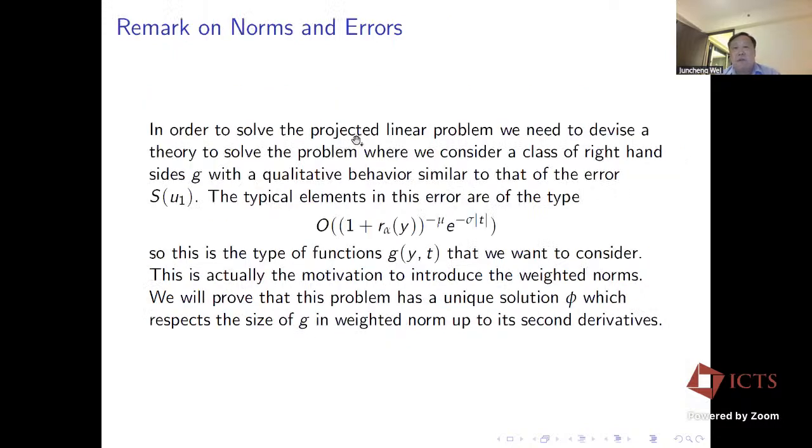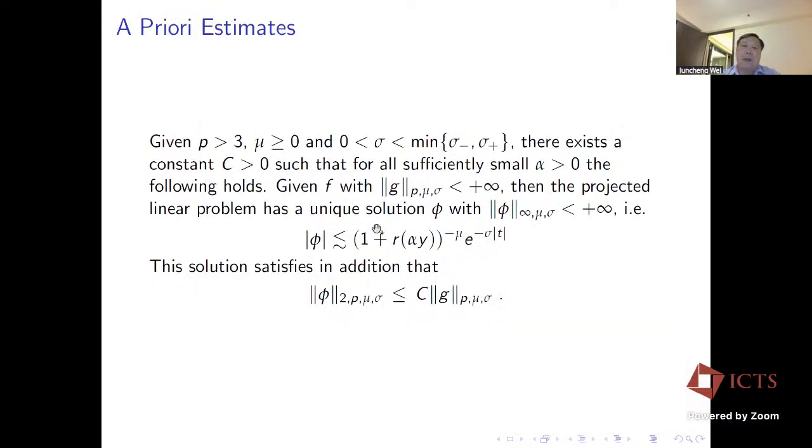In order to solve the projected linear problem, we need to devise a theory where we consider the class of right-hand side G with quantitative behavior, similar to the error S of U1. This is the typical type of error, okay? And we're going to work with this type of right-hand side. And this is the key estimate.